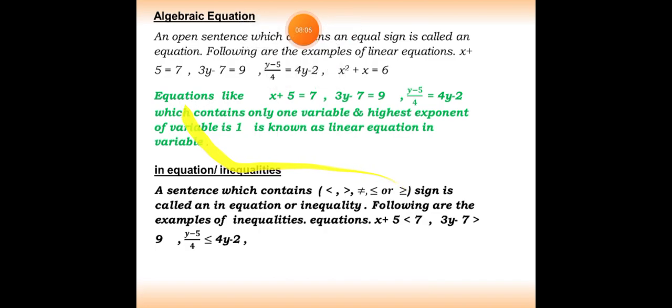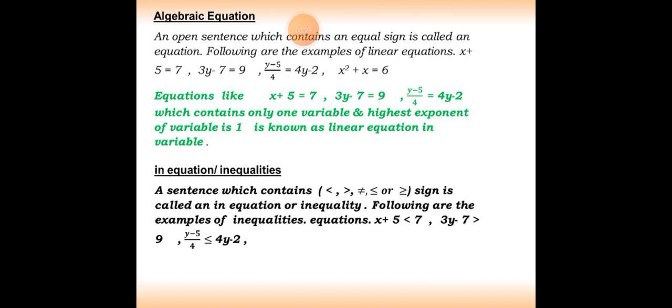Then coming to the linear equation. A linear equation is basically an equation with an equal sign, where the highest power of the variable is 1 and you can solve for a solution. It can be in one variable, two variables, and three variables also.